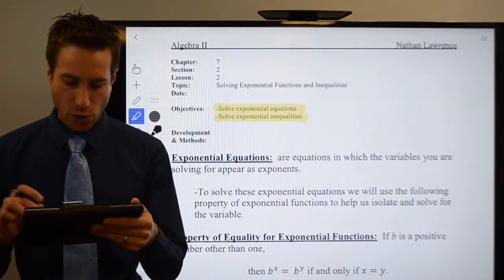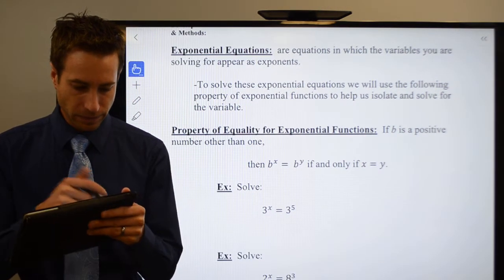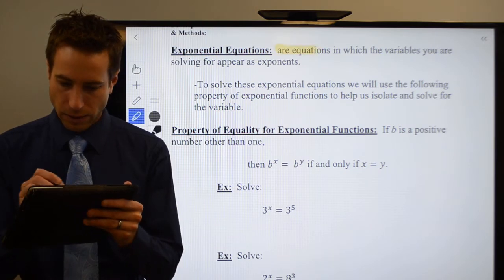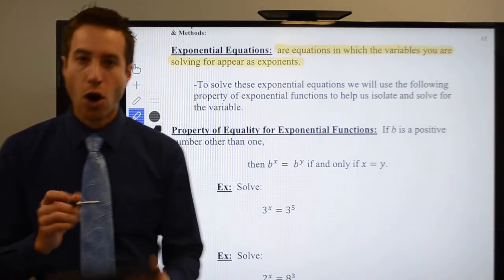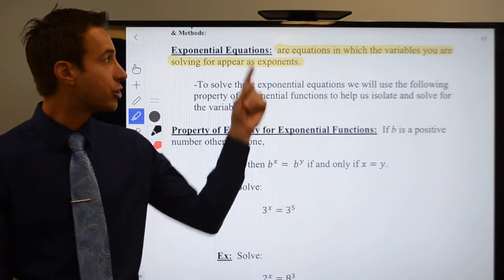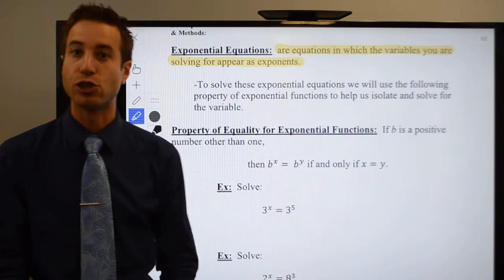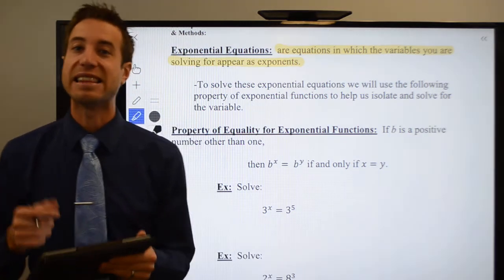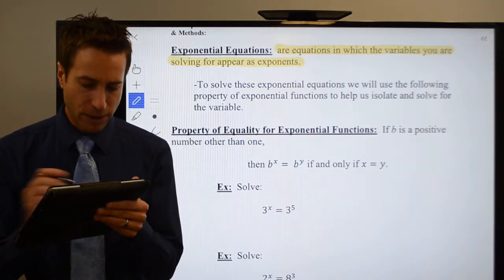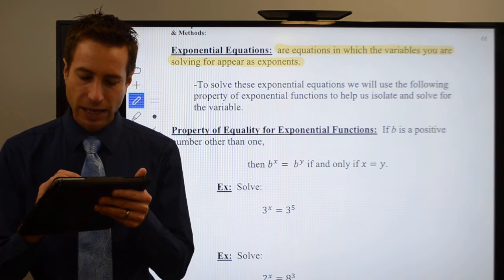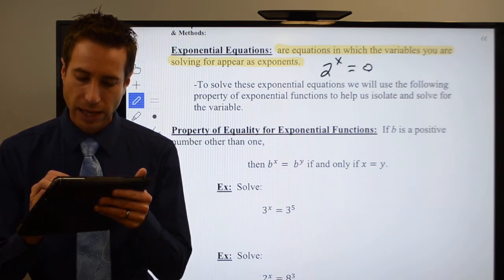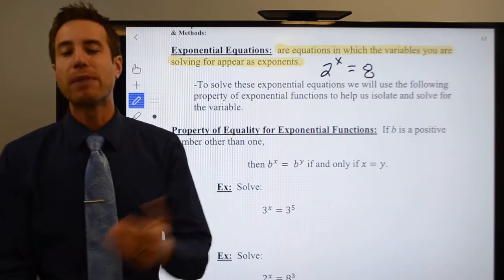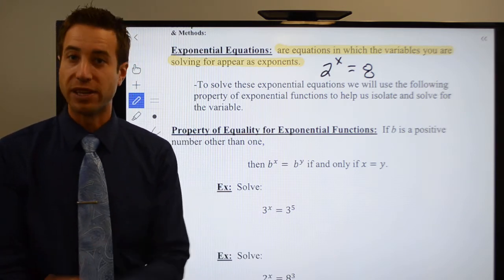Here's the way that these are going to work. Again, we're going to be solving exponential equations. What that means is the variable is going to be in the exponent position. Let me show you a great example. If I were to give you 2 raised to the x power is equal to 8, and what I'm asking you to do is solve this equation.